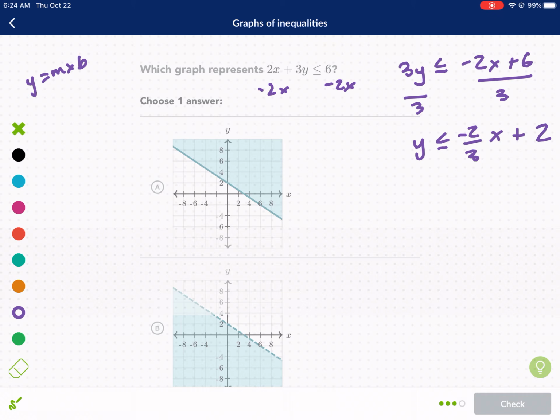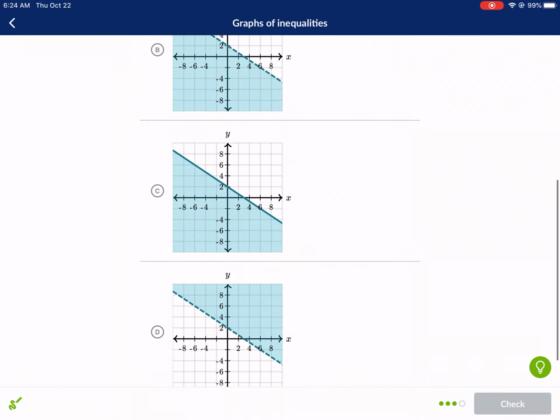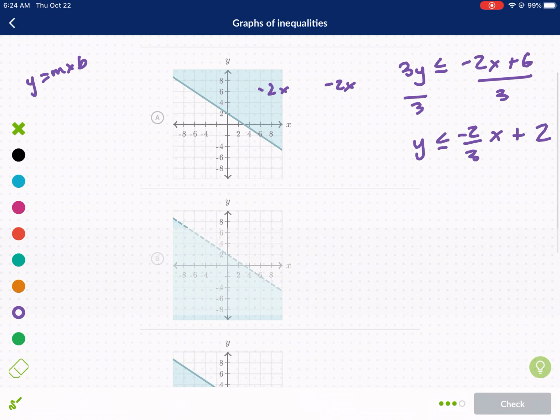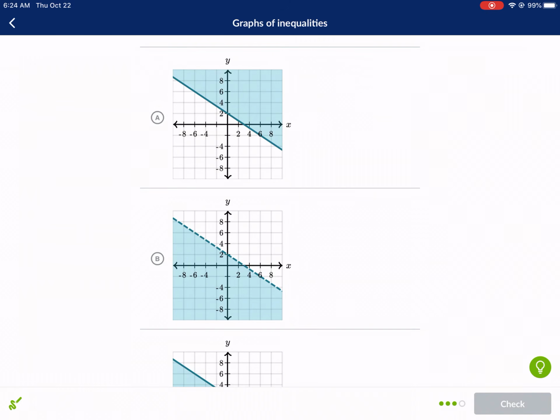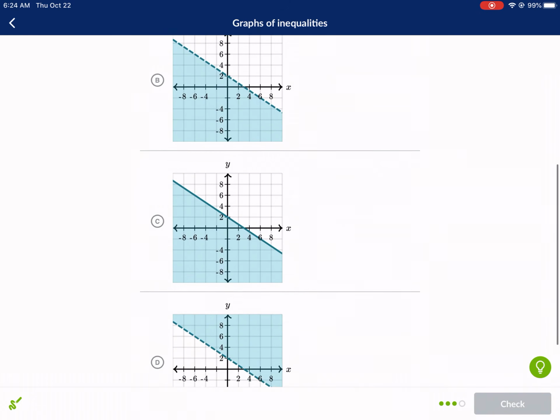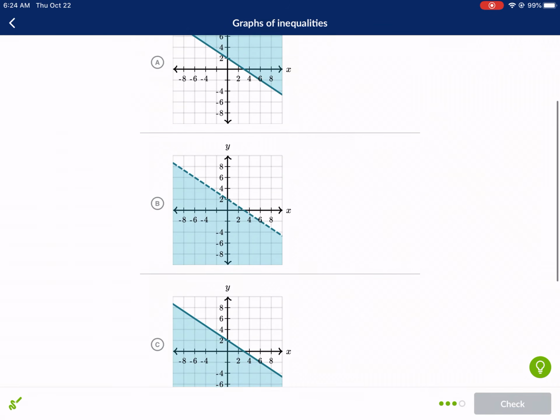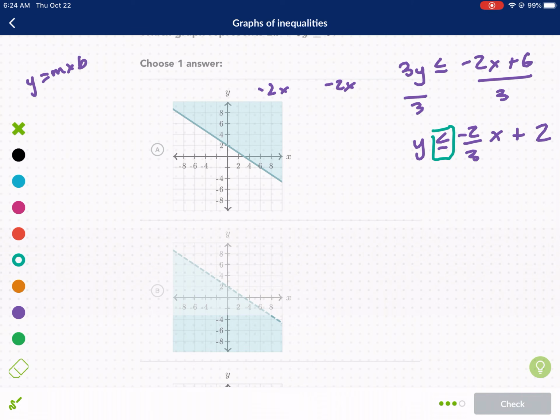We know we have a negative slope, and it looks like all of these are already graphed like that, okay? Second step, we're going to identify our boundary line, okay? It's greater than or less than or equal to. So we know it's not going to be any dotted lines, so we're looking at A, we're looking at C, okay? Final step, we're going to determine if we shade below or above the line. Okay, so we already graphed our line. Okay, that was the third step. We're going to see if we shade above or below.